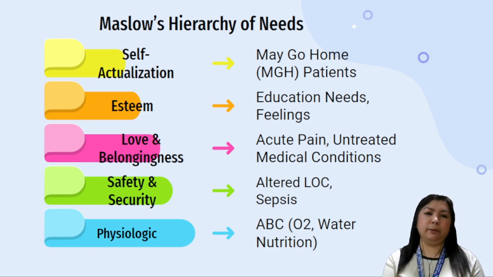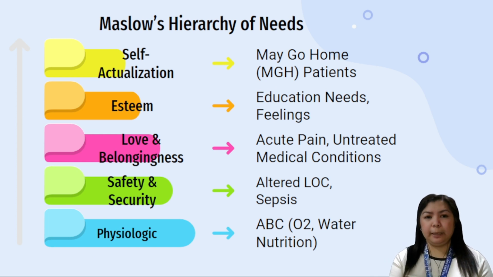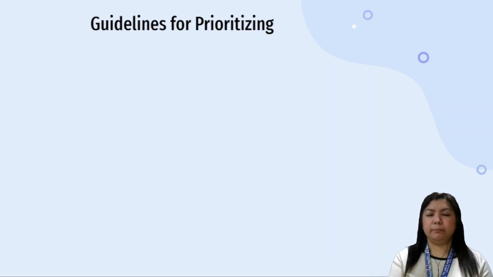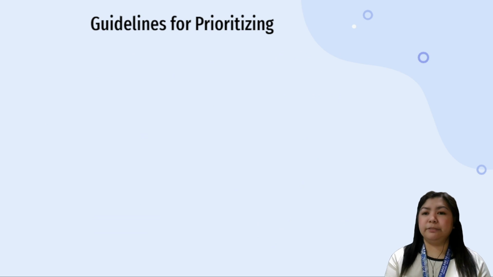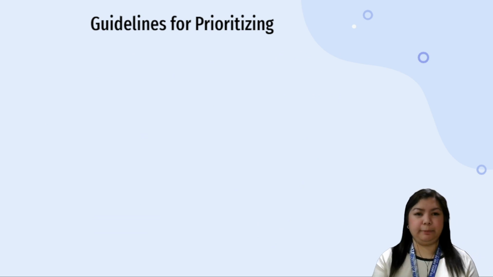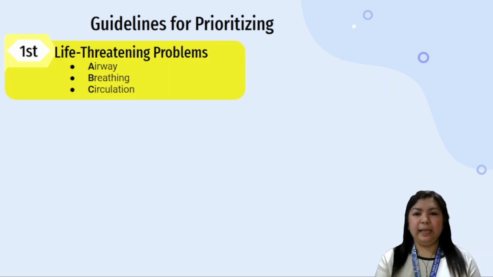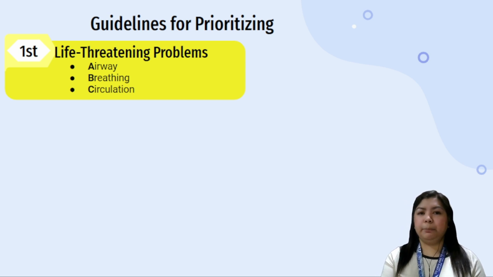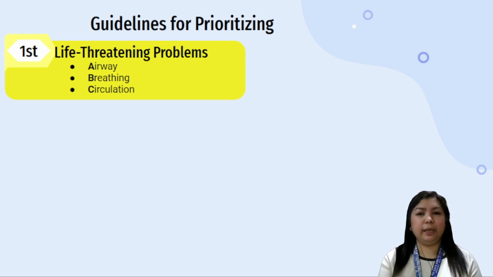Now, how do we categorize them? These are our specific guidelines for prioritizing. Designate high priority, or first level priority, for problems like ABCs, or airway, breathing, and circulation, and these are called life-threatening problems. What can kill your patient.